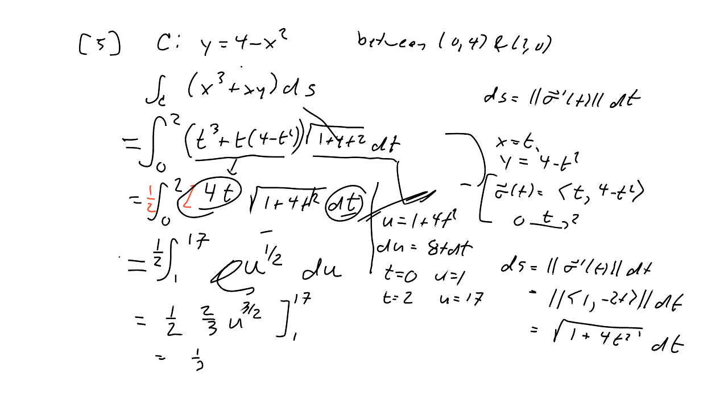And then plugging in, I get 1/3 of 17 to the 3/2 minus 1 to the 3/2, which is 1/3 of 17 root 17 minus 1. So that's the way that I'd work out number 5.